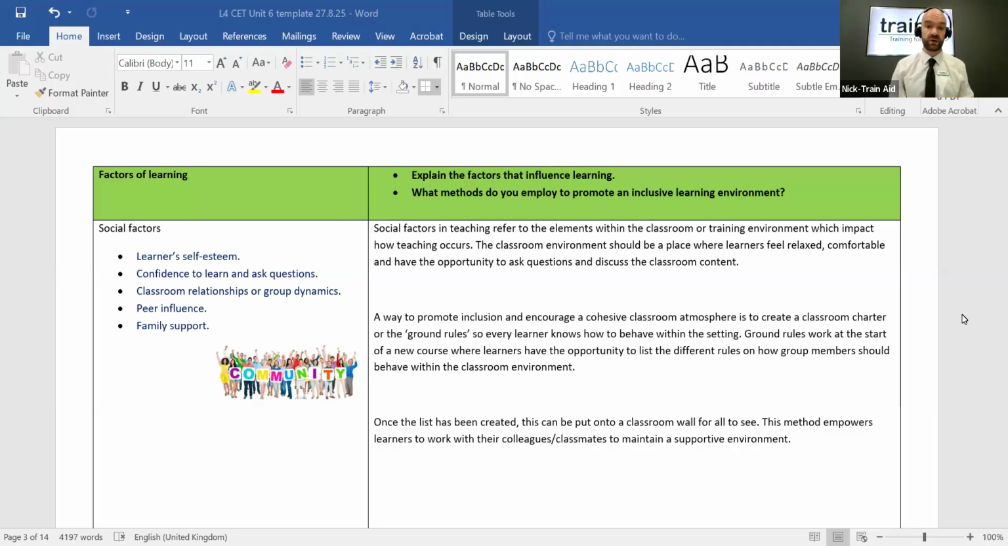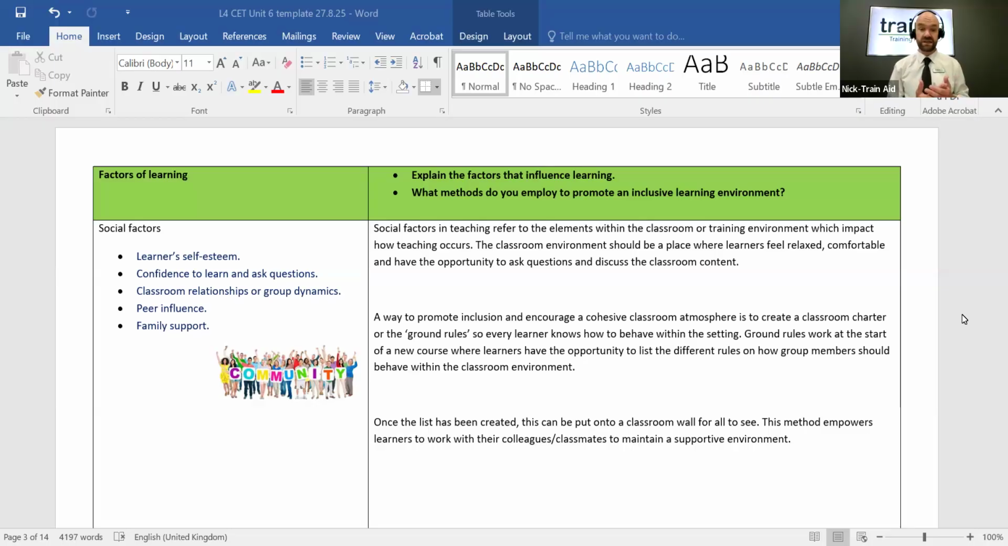From my own teaching experiences, one way I promote inclusion and a way that I like to create a cohesive classroom atmosphere is creating a classroom charter or the ground rules. So everyone knows how to behave. So this could be using anything such as flip chart paper at the start of a lesson or course where learners are empowered to write down all of the classroom rules as well.